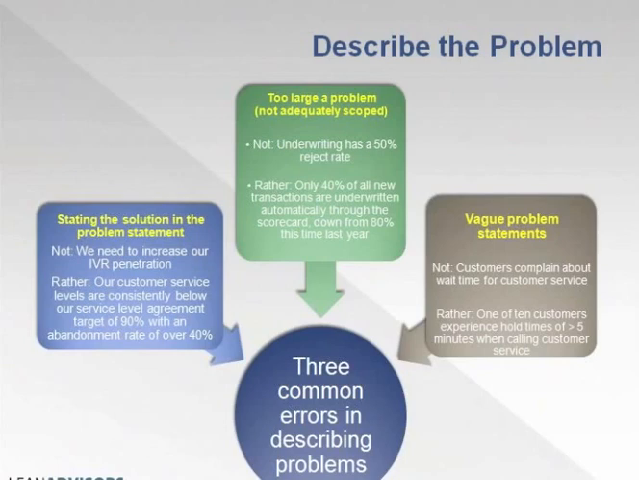Rather, we should say something like only 40% of all new transactions are underwritten automatically through the scorecard, down from 80% this time last year. Now what you've done is you've actually set up a scenario that says you knew where you were. This is what you described as good, and you've gone backwards. Something's broken.